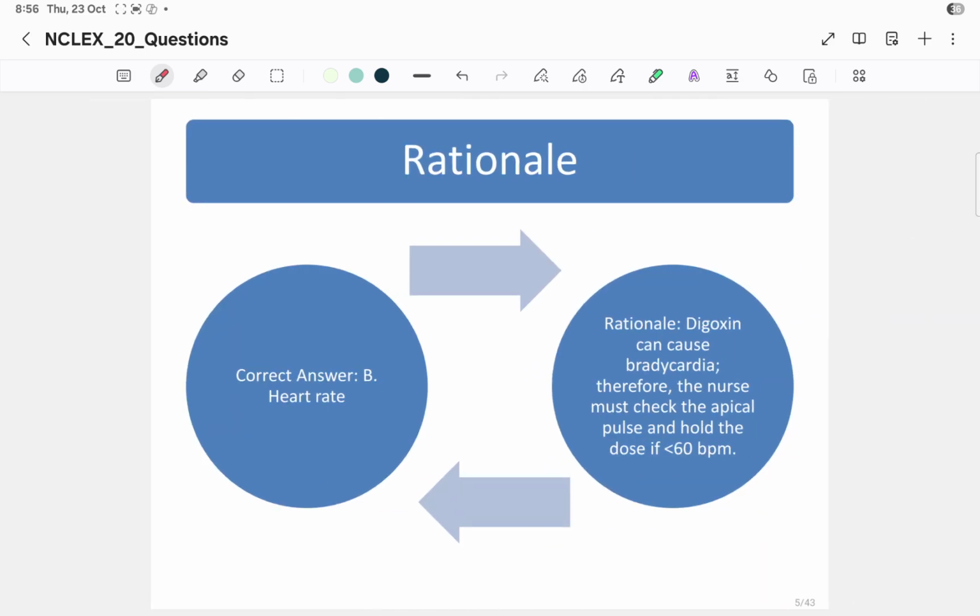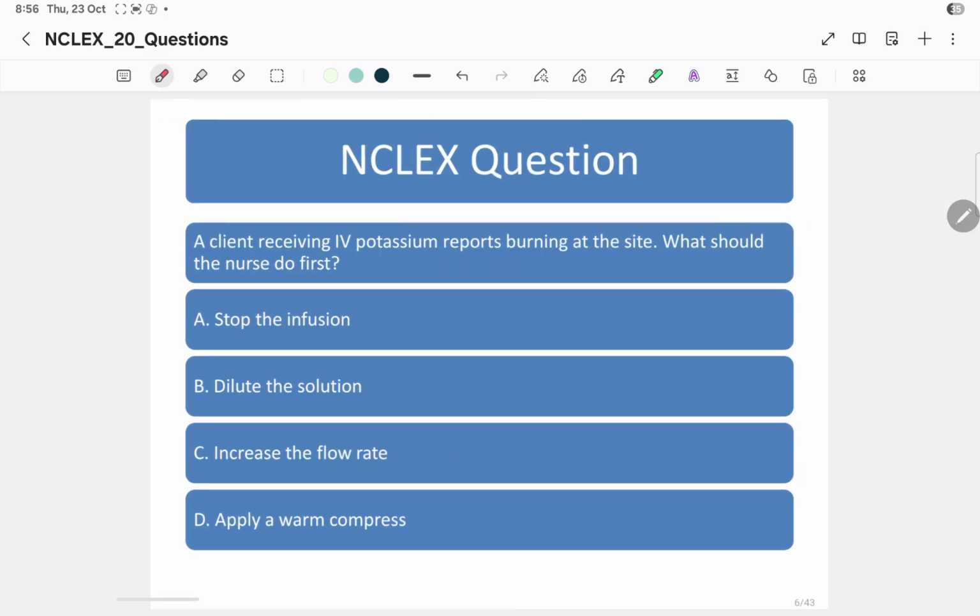Rationale: Digoxin can cause bradycardia. Therefore, the nurse must check the apical pulse and hold the dose if heart rate is less than 60 beats per minute in adults. Clear? Next question.